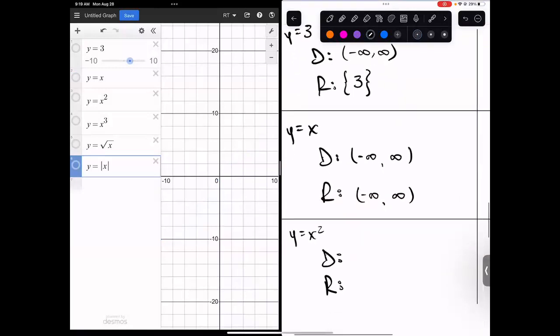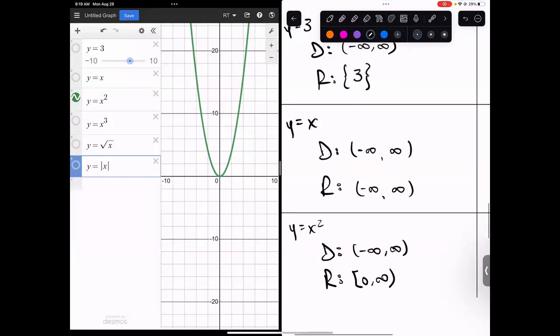X squared, we spent a bunch of time on last week. I'm just going to write this stuff down. Refer back to your notes from last week if you want some more detail there.